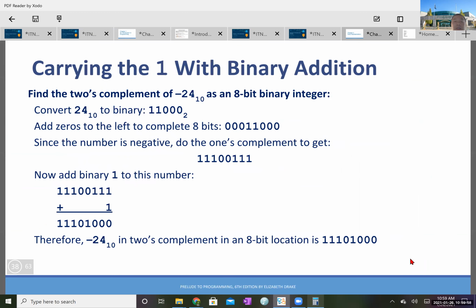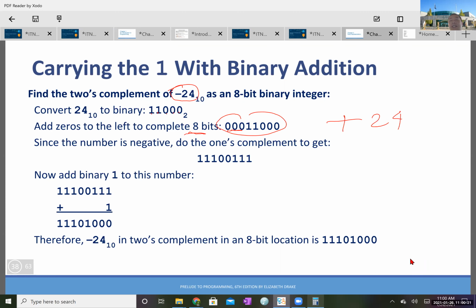Okay, so now think about you have the negative 24 here, right? The first thing you see is that if you have 24, when you convert it to binary, you have 1, 1, 0, 0, 0 here. And in order to make it 8-bit, you have 3 more 0s here. This one is positive 24.